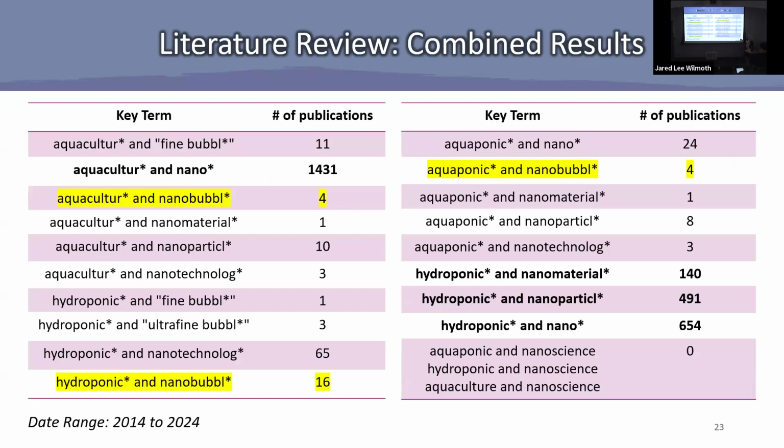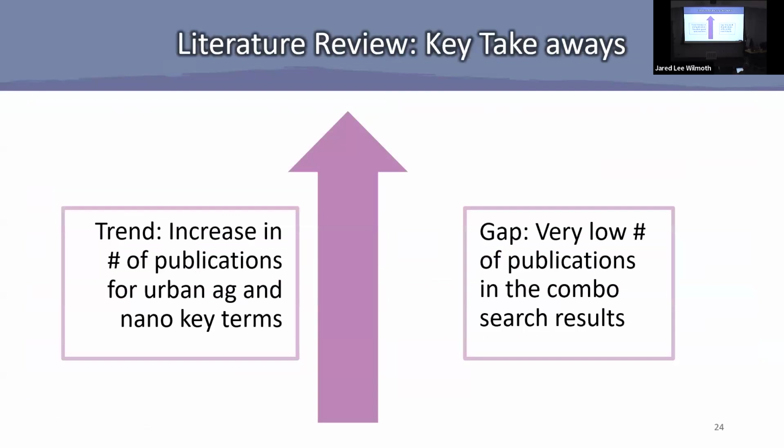Hydroponic and nano, close to 1,654. But if we specifically look at what I am doing with my project, aquaculture, nanobubble, aquaponic, nanobubble, there are only 4 publications in the last decade, and hydroponic and nano was slightly higher at 16. This really indicates that despite the increased number of publications in urban ag and in nanoscience and technology separately, there's not much publication combining the two. So there's a gap in the understanding of how nanobubbles could impact aquaponic systems.